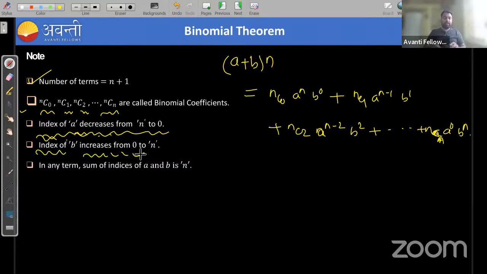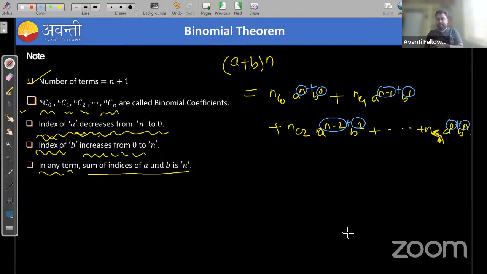And in any term, the sum of indices of a and b is n. You can see here, the sum of indices of a and b is always n. You can observe here also, if you add the indices of a and b, you will get the sum as n.